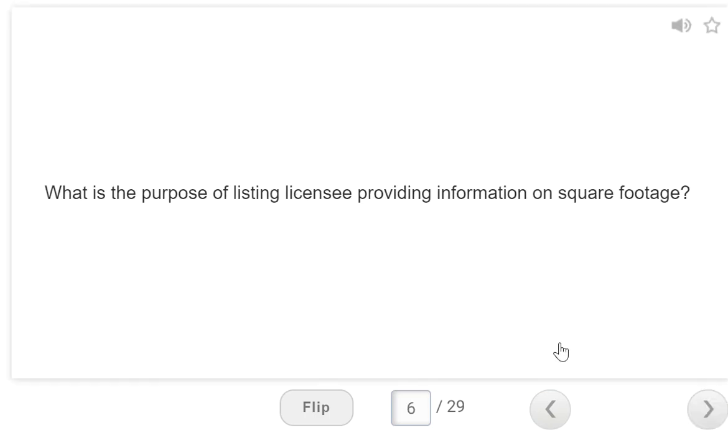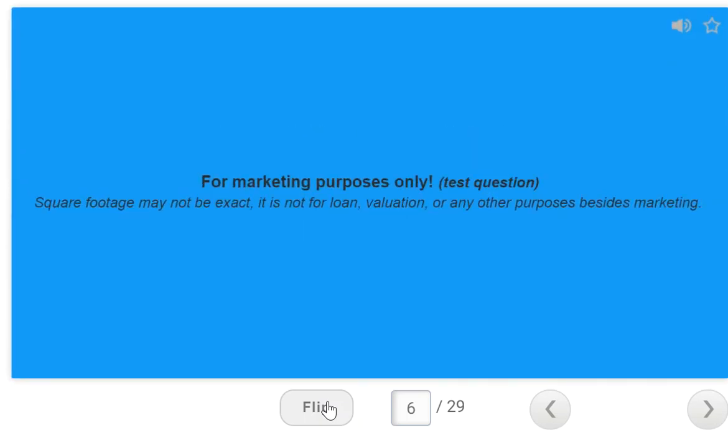What is the purpose of the licensee providing information on square footage? I put "the" in there. That's why this one sounds confusing. What is the purpose of the licensee providing on the listing information on the square footage? So what's the point of an agent putting the square footage on a listing? Should have written it that way the first time.